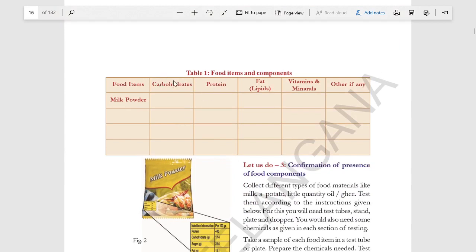Actually, what are components? Why are we calling them components of food? What is present in the food? Why do we require them? In food items, we have carbohydrates, proteins, fats, vitamins, and minerals. Let me first tell you what carbohydrates are. Carbohydrates are a type of macronutrient.